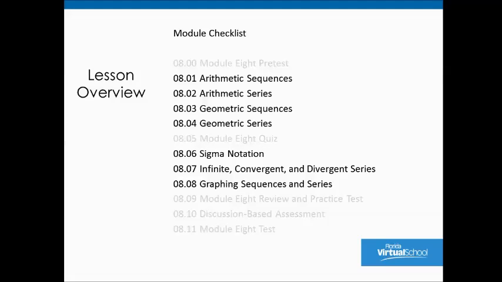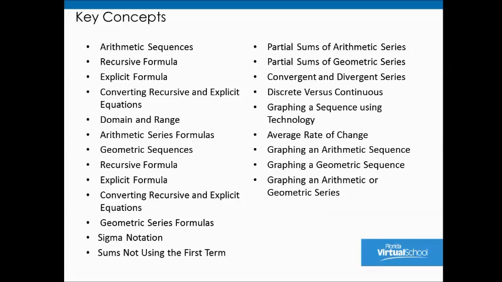Students learn new material in the following 7 lessons, 801 through 804 and 806 through 808. Key concepts in this module are arithmetic sequences, recursive formulas, explicit formulas, domain and range, geometric sequences, sigma notation, geometric series, and then graphing of the sequence using technology, average rate of change, and graphing arithmetic sequences.